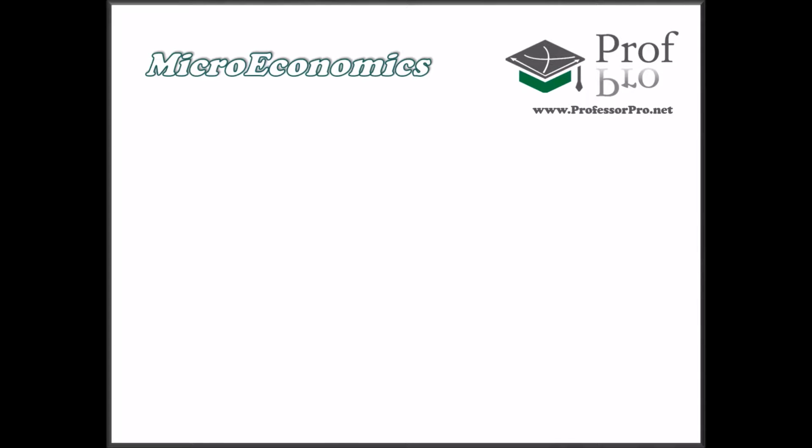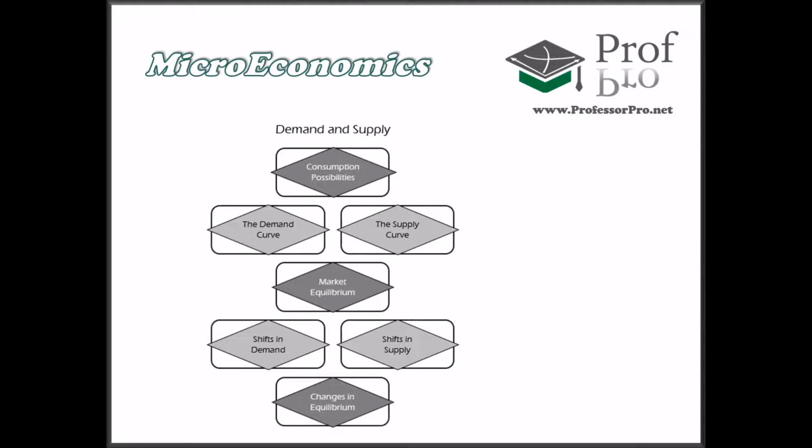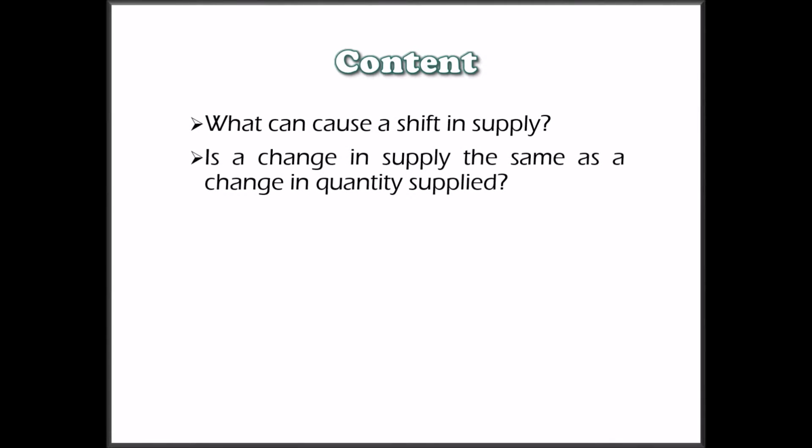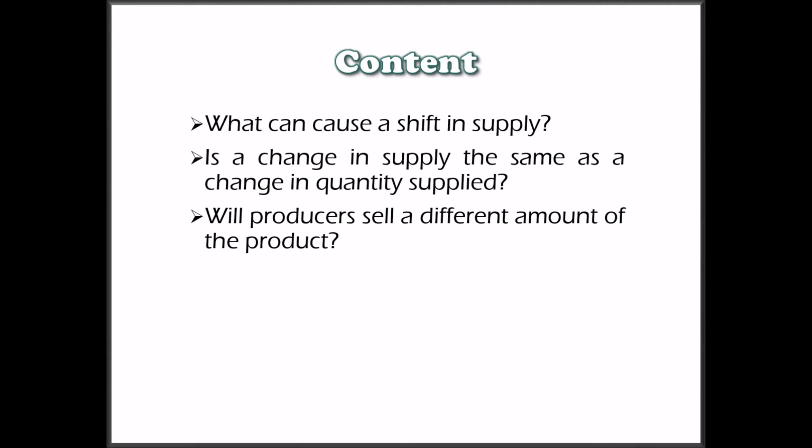The current video belongs to Unit 1, Demand and Supply, and covers the class Shifts in Supply. The objective of this class is to address and answer the following questions. What can cause a shift in supply? Is a change in supply the same as a change in quantity supplied? Will producers sell a different amount of the product? And will producers sell at a different price?